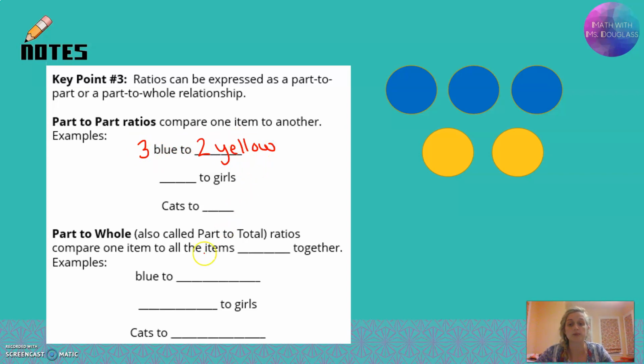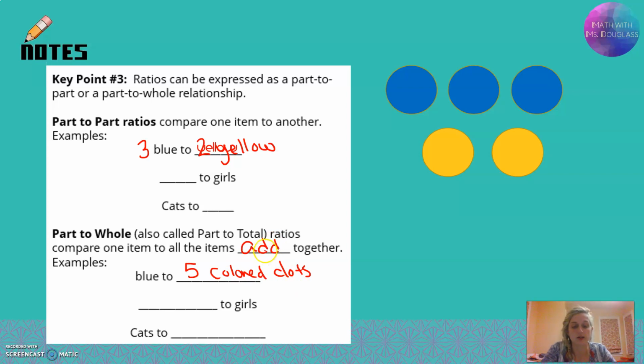I'm going to jump down to the bottom, blue to blank down here. A part-to-whole or part-to-total means that we are comparing one part of the ratio to the total number. So if I look at the total number of colors, I have to add 3 blue plus 2 yellow. That's really important, we have to add all the items together before we can come up with a total. So blue to 5 colors, or 5 total colored dots, however you want to call them.